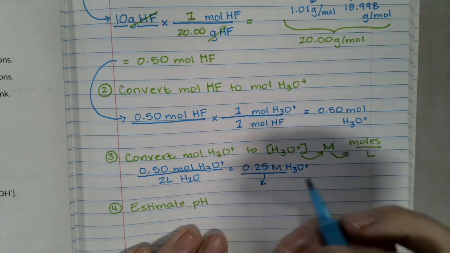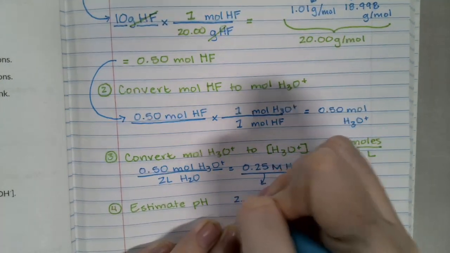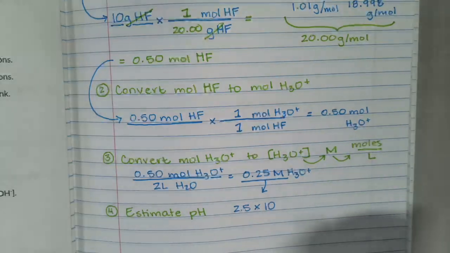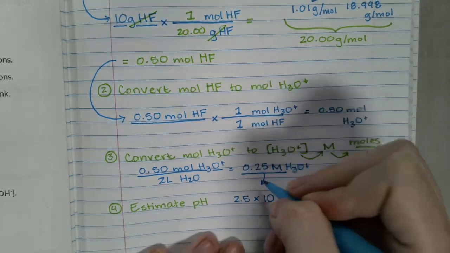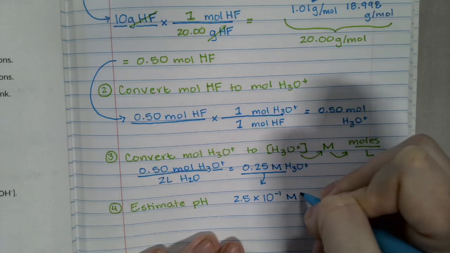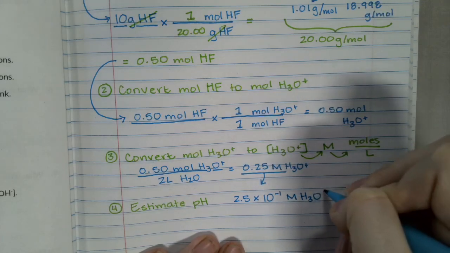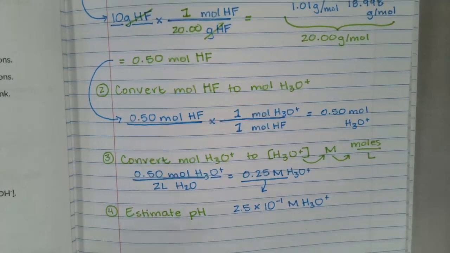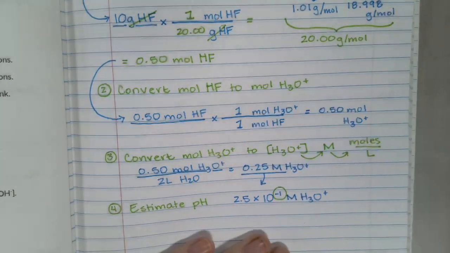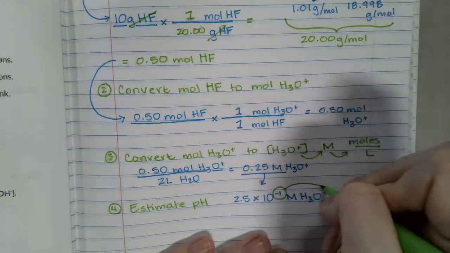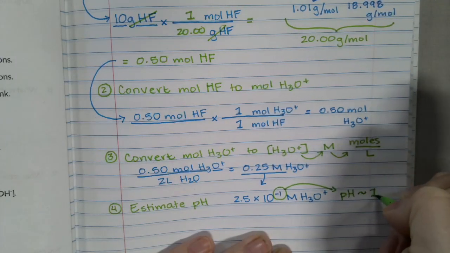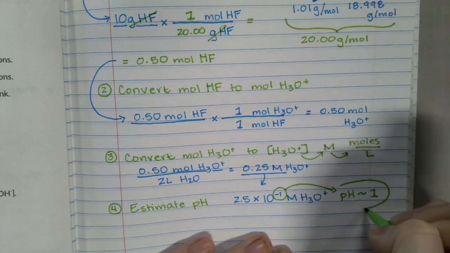Go ahead. 2.5 times 10 to the what? -1. -1, right, because we moved it 1 to the right. -1 moles of H3O plus. And then we can estimate pH by looking at the exponent there. So we know that the pH is about 1. Ta-da! You solved it. Great job.